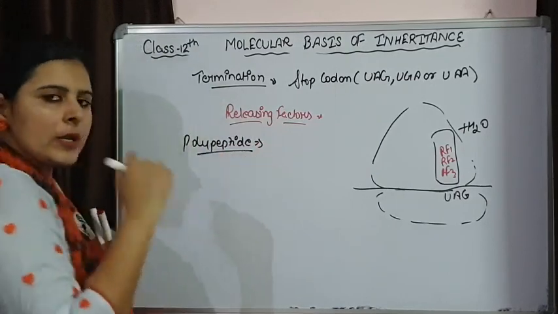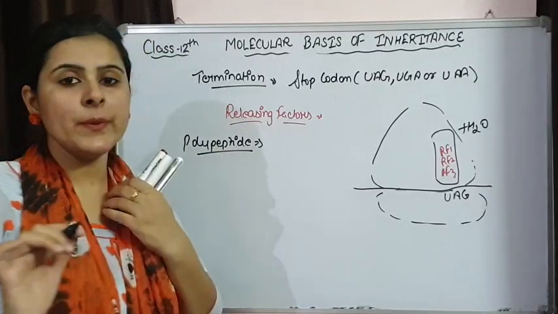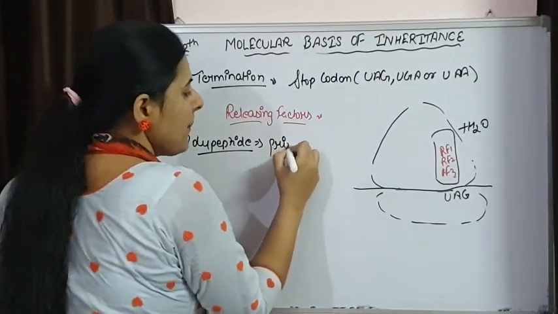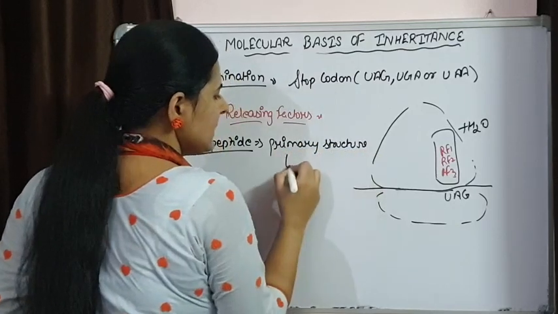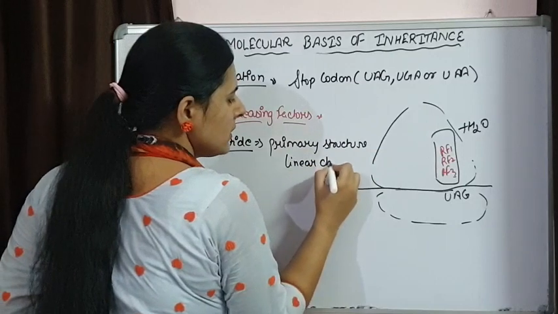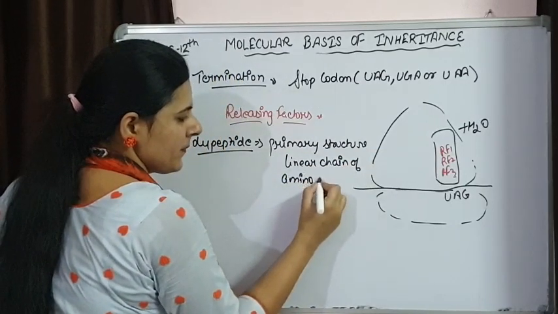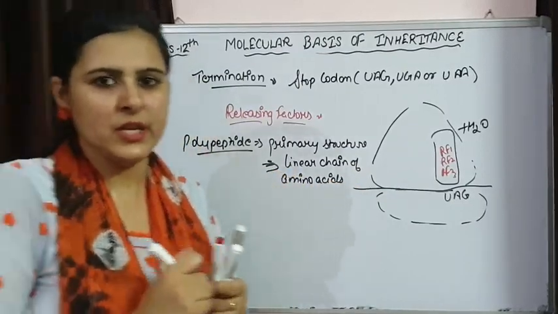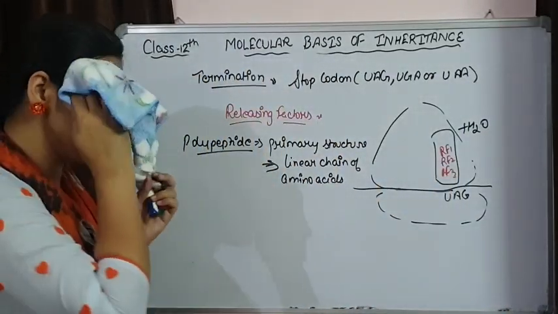A newly formed polypeptide will be present. And how will this newly formed polypeptide be? Now this newly formed polypeptide has a primary structure, meaning it is a linear chain of amino acids. It is not properly matured or functional. Just a linear chain of amino acids has been formed.